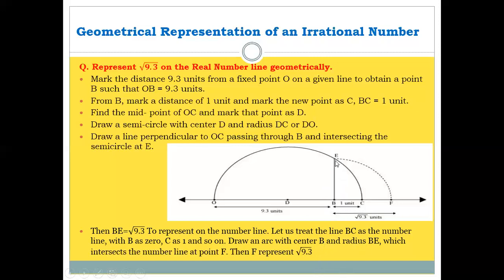Now you need to take B as your center and radius BE. You need to draw an arc from E downward that will cut the number line at point F. So BE and BF are the same distance, and F is the point which represents root 9.3. So B to F, the distance is root 9.3 units, and this is how we geometrically represent a rational or irrational number on the number line.